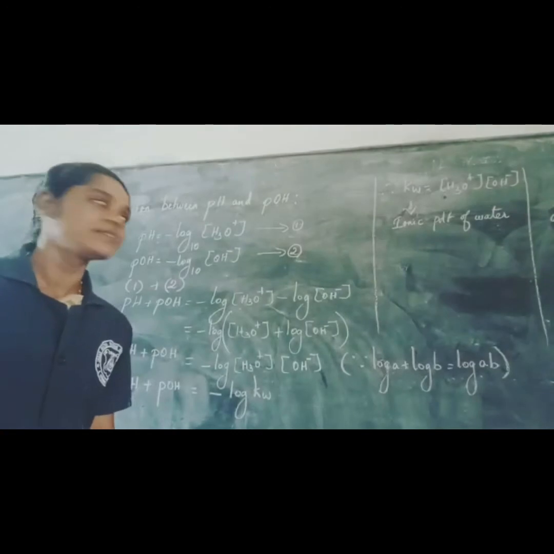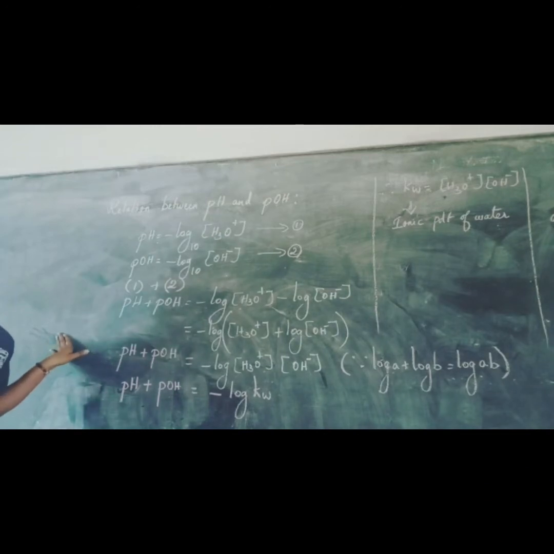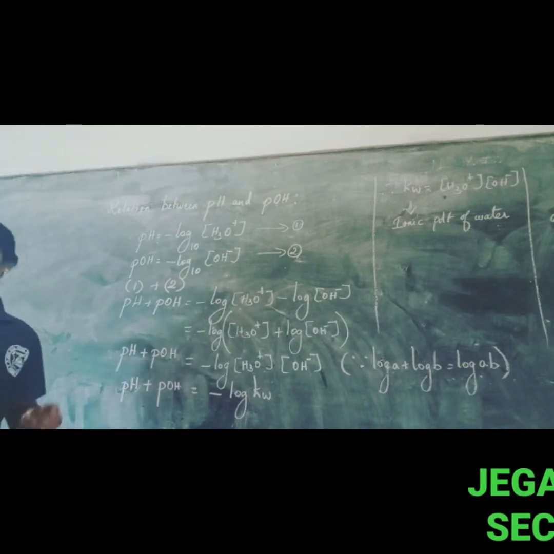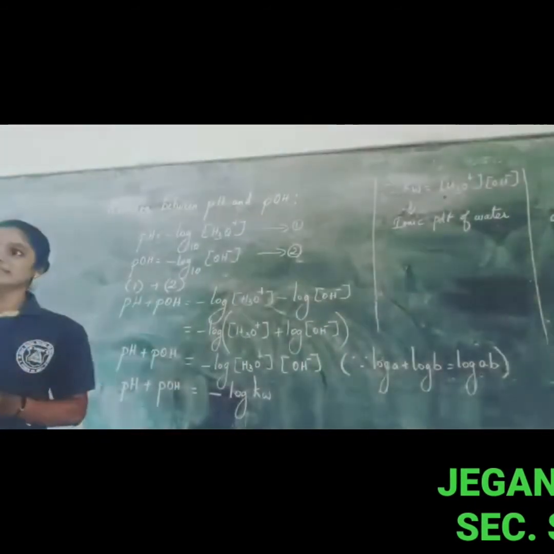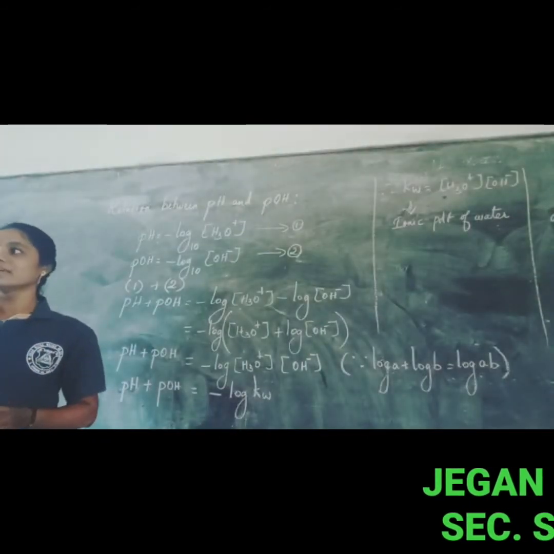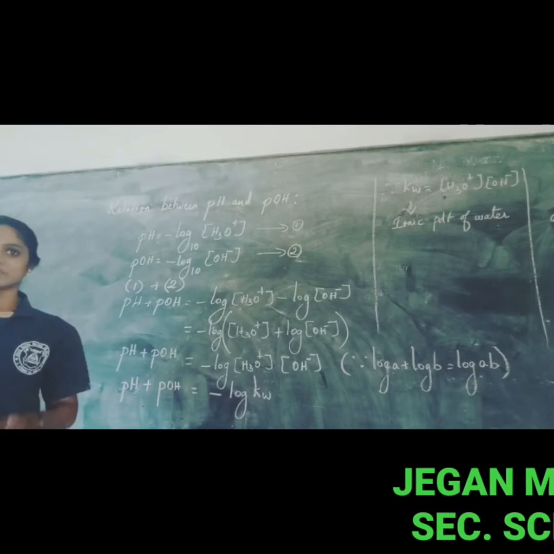Hi students, in today's session I am going to explain the relation between pH and pOH. Already you know what acidic, basic and neutral compounds are. Less than 7 is acidic, greater than 7 is basic, and equal to 7 is neutral.